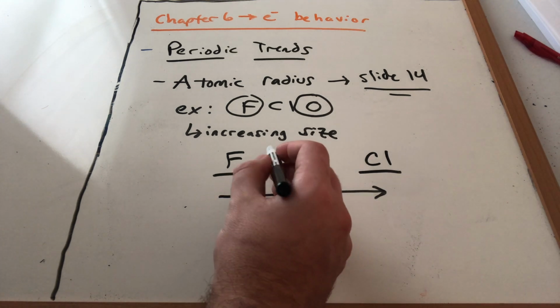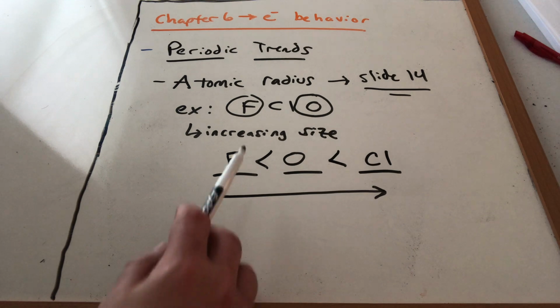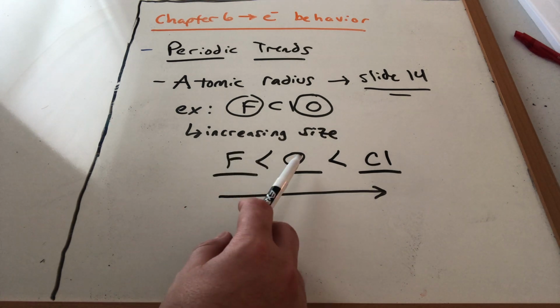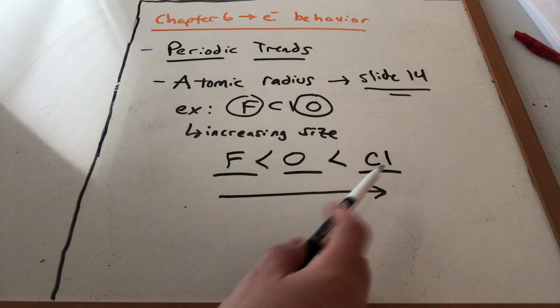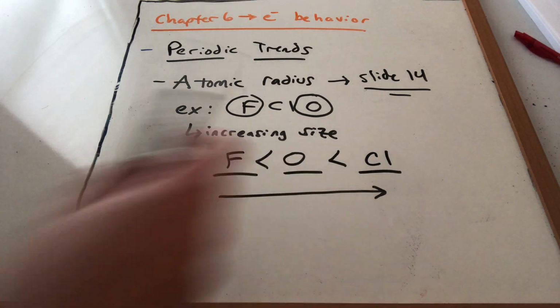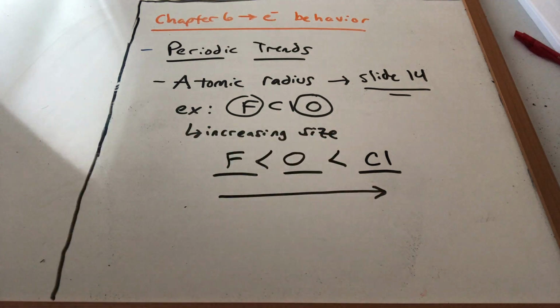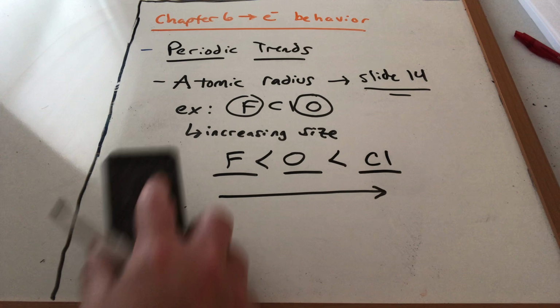And sometimes problems will show you these greater than signs, and the way that you read this is, okay, F is less than O is less than Cl, or you can think about it as Cl is greater than O, which is greater than F in terms of size. Now, if you're doing decreasing size, just remember to flip everything, but I just wanted to show you one example related to how you'll see problems on Chem 101 and in your book, okay?